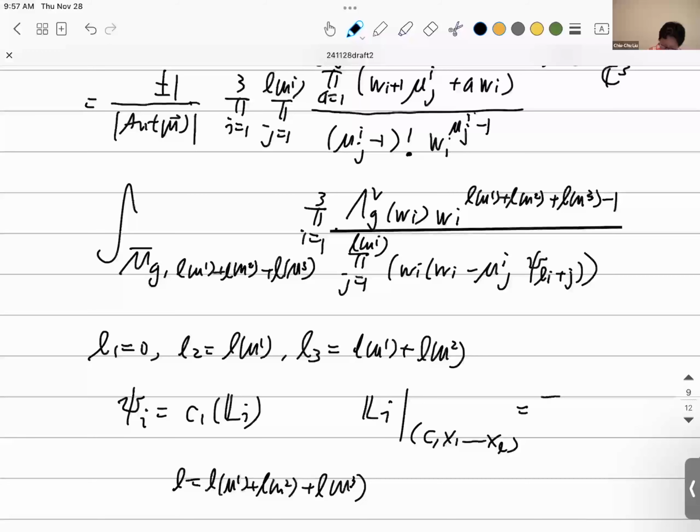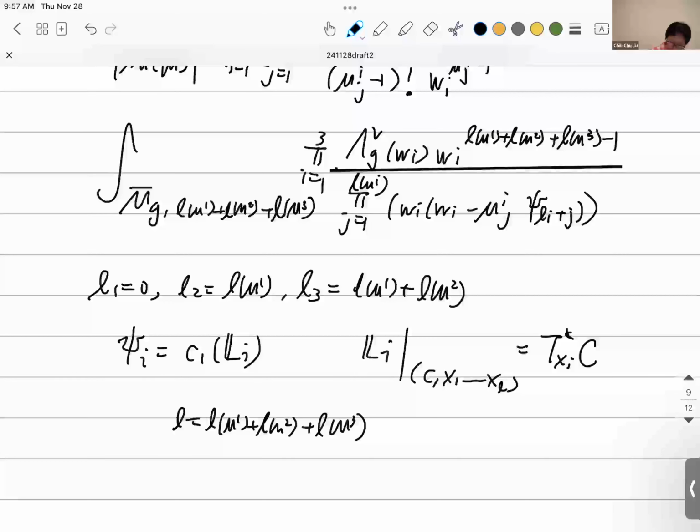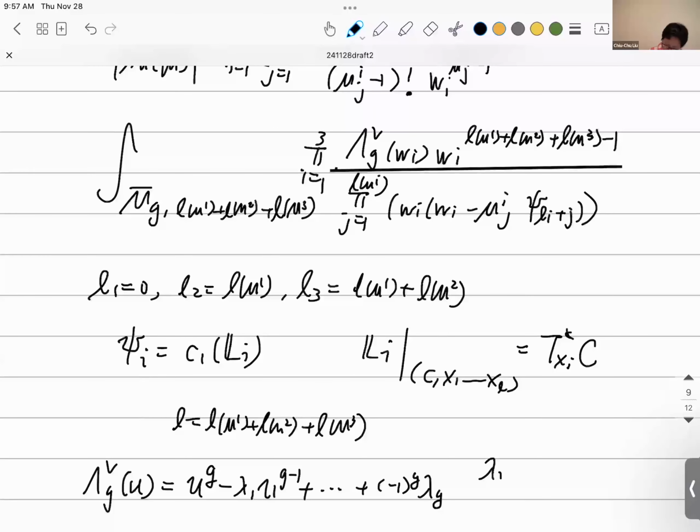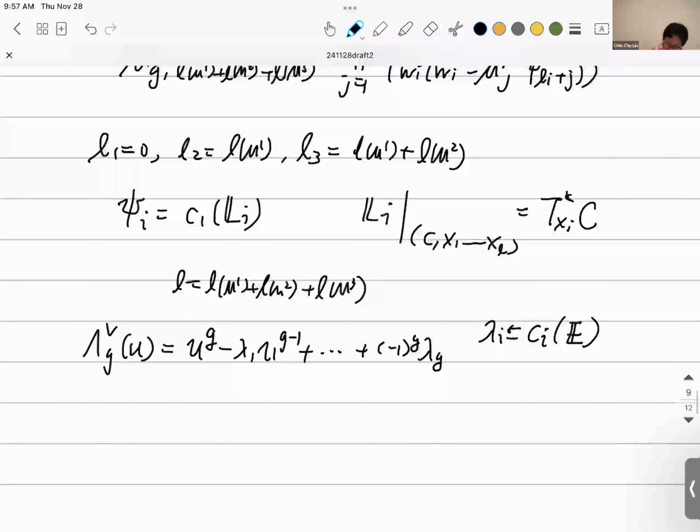It's just the cotangent line at the I-th marked points. And here, this is finally this notation. So let's introduce some polynomial in U. It's a degree G polynomial. So the coefficients lambda I are the I-th Chern class of the Hodge bundle E. So recall E is the Hodge bundle.